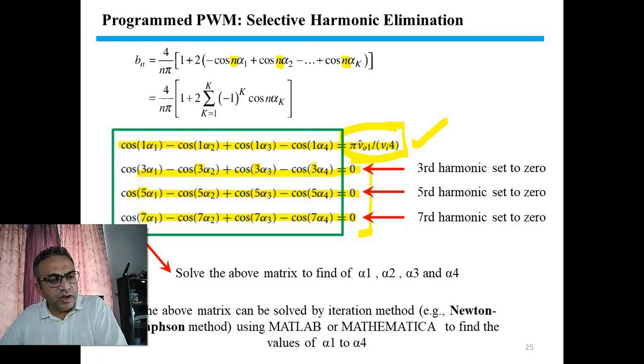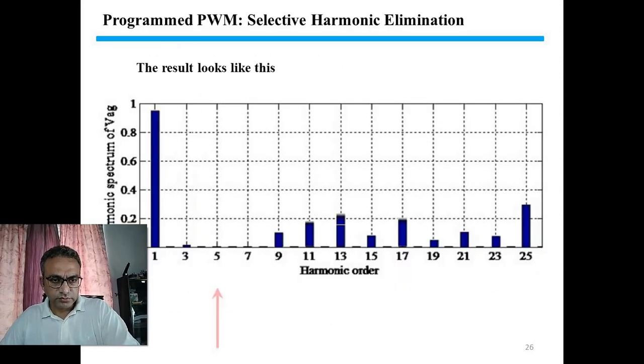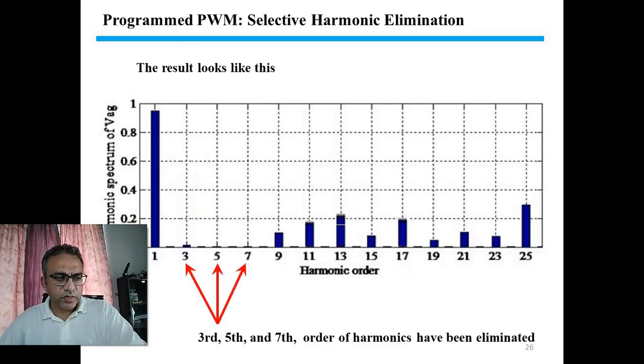If we want to eliminate the ninth and 11th, then we will expand this equation up to alpha 5 and alpha 6 also. But this will increase the computation time, and I'm showing just an example, but we can do this. So this is the result, that harmonics have been eliminated, and the higher order harmonics, the 9th, 11th, 13th, either they can be left like this or they can be eliminated or attenuated using filters.